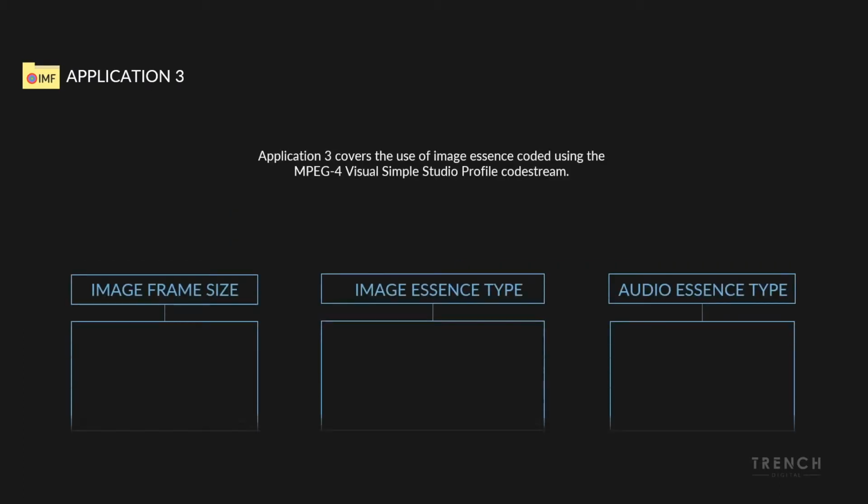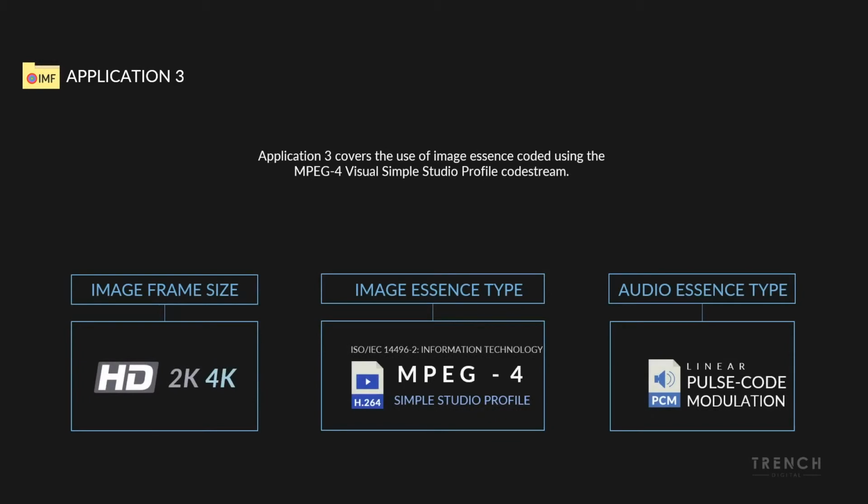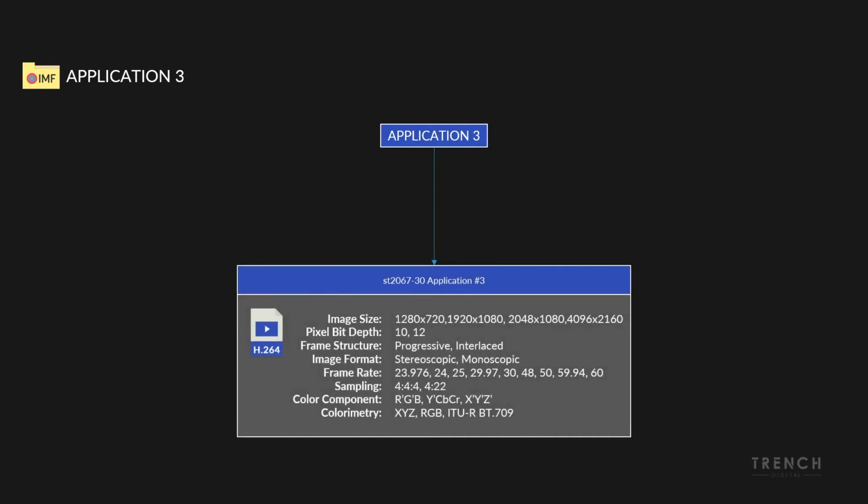Application 3 covers the use of image essence coded using the MPEG-4 Visual Simple Studio Profile code stream. It can support images up to 4K and again uses PCM WAV as its audio essence. It can accommodate both stereoscopic 3D and monoscopic imagery, both structured as progressive and/or interlaced, running with a frame rate from 23.976 up to 60 frames per second.